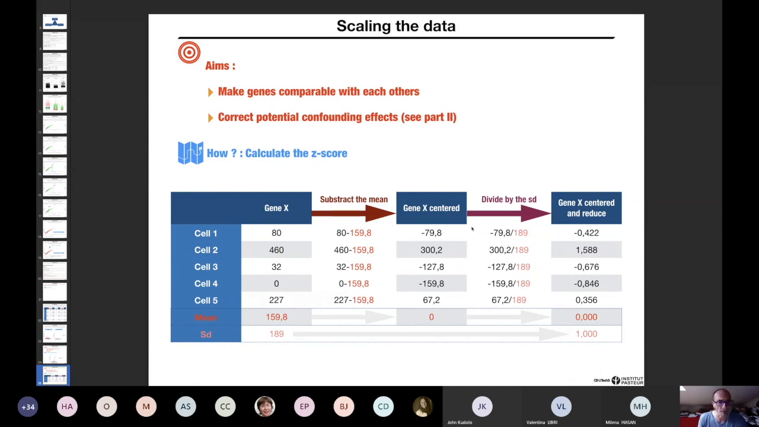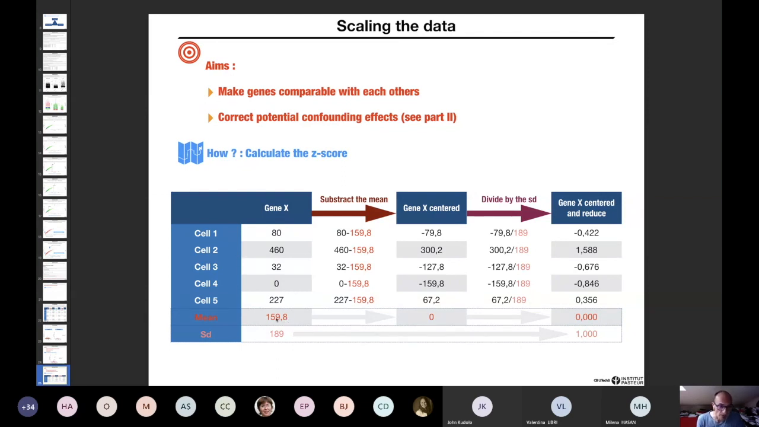Scaling the data can be done very easily by calculating the Z-score. For those who don't know what the Z-score is, it's very easily obtained. Here in the table, it's transposed from the previous one. We have the genes in columns and the cells as rows. And say for the gene X, we have the different values of its expression in the different cells.